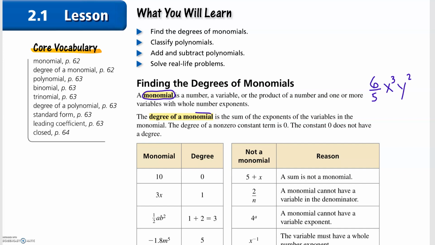The degree of a monomial is the sum of the exponents of the variables in the monomial. So for this example that I have right here, the degree of that monomial would be 2 plus 3. It's the sum of the exponents, so that degree would be 5. All right, the degree of a non-zero constant is 0.